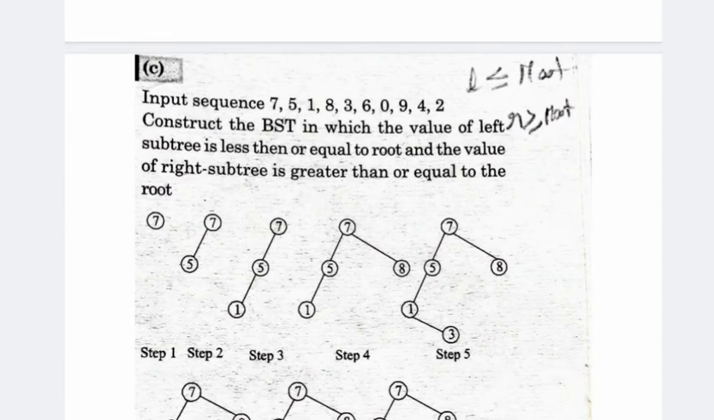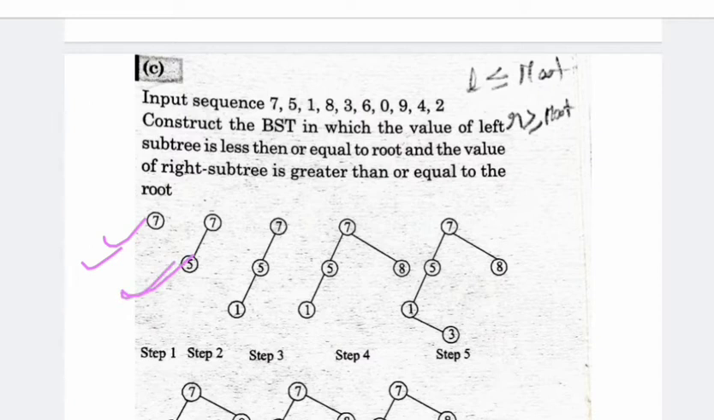Now as per the given sequence, firstly we insert the element 7. After inserting 7, we insert 5. 5 is going to be the left subtree. Now we satisfy the condition, left is less than or equal to root. Yes, it is less. Now we insert 1 into the given tree, because 1 is less than 5, so 1 becomes the left child of 5. Now 8 is coming and 8 is greater than the root, so it is the right subtree.